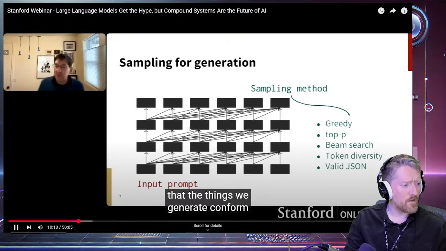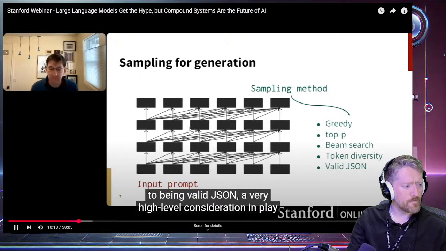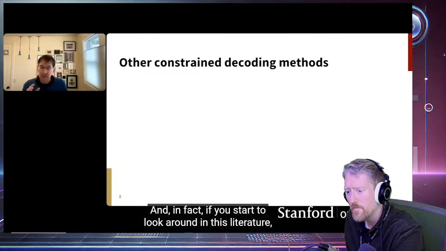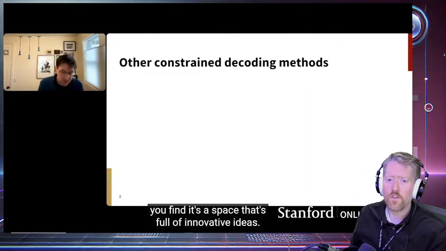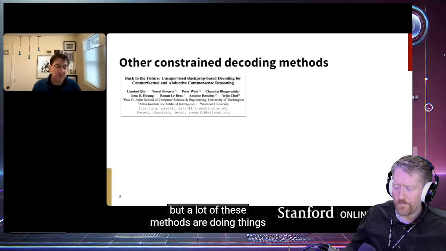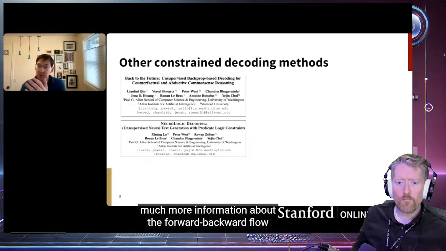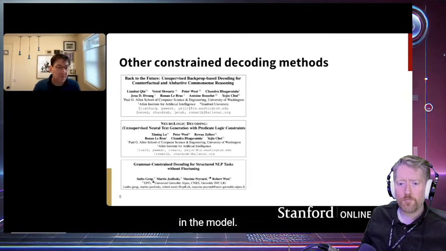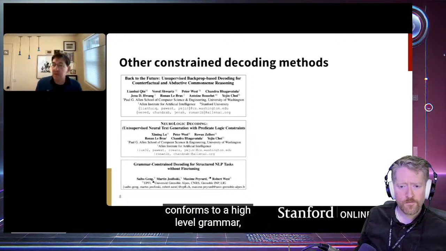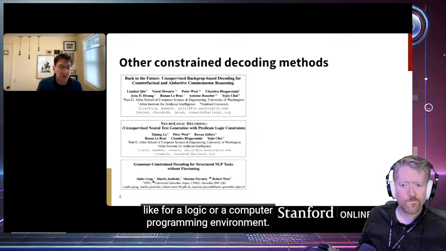Insisting that the things we generate conform to being valid JSON. A very high level consideration in play here. And that is just the tip of the iceberg. In fact, if you start to look around in this literature, you find it's a space that's full of innovative ideas. I won't have time to go through these in detail, but a lot of these methods are making use of the gradients to get much more information about the forward-backward flow in the model. A lot of them are focused on that question of how we could ensure that the generated output conforms to a high-level grammar, like for a logic or a computer programming environment.